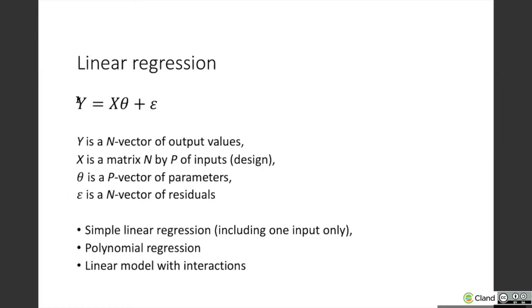And N corresponds to the number of individuals, the number of observations. So for example, you will have 10,000 rows. Theta is a vector of parameters. You have as many parameters as columns in the matrix X. So for example, if you have 50 inputs, you will have 50 values of theta. Theta corresponds to the regression coefficients. And finally, you have epsilon, the vector of residuals, and you have as many residuals as observations.